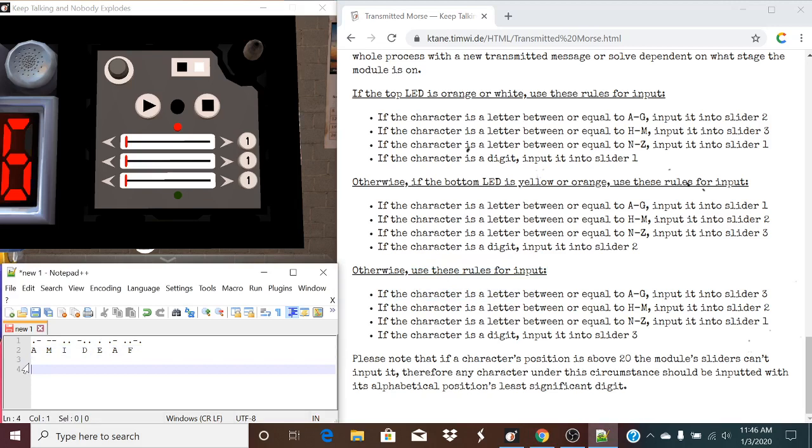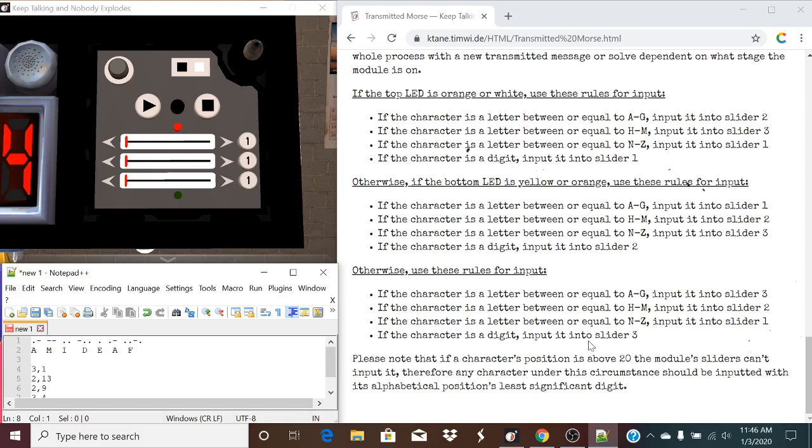So, our first character is an Alpha. That is going to be inputted into slider 3. So 3, 1. Mike is going to be inputted into slider 2. So let's choose 15. India is going into slider 2. So 2, 9. Delta is going into slider 3. It's going to be 3, 4.